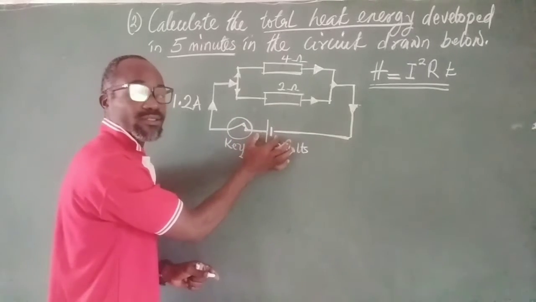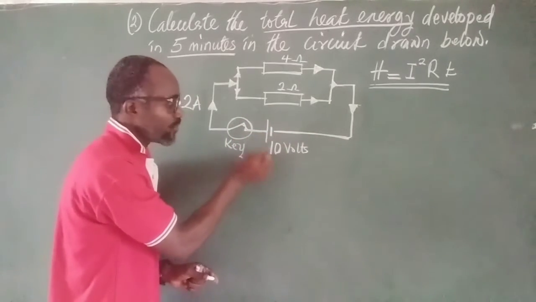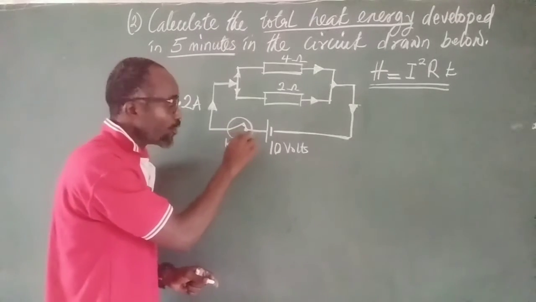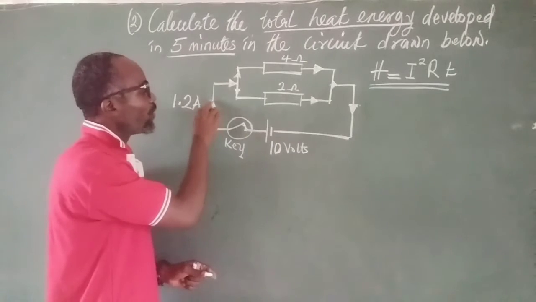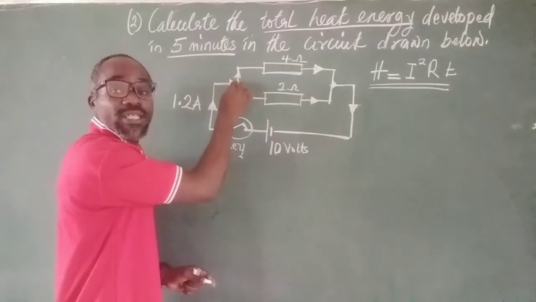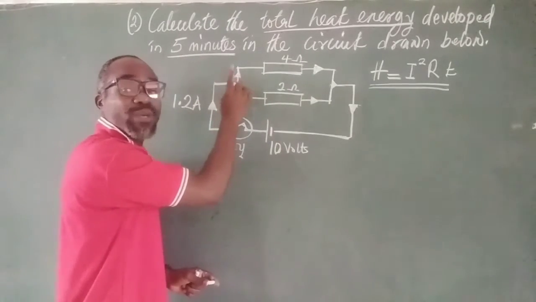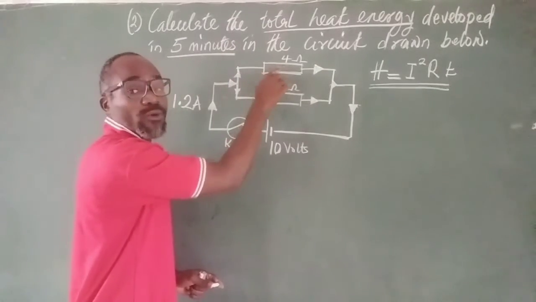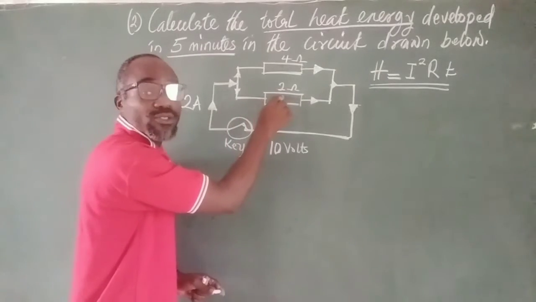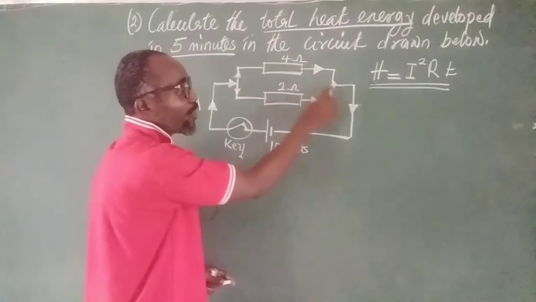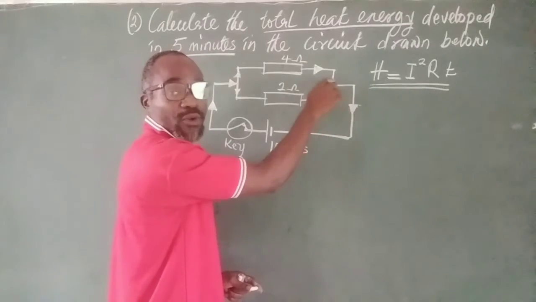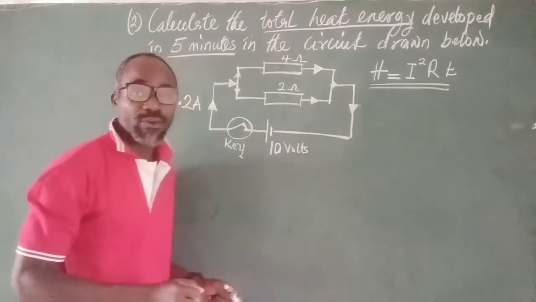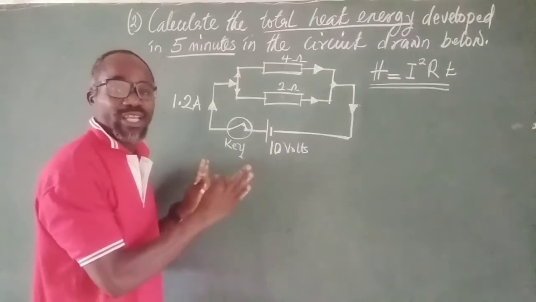This is the cell of 10 volts, which supplies current, especially now that the key is closed. Current flows. At this juncture, the current splits into two. One part flows into the 4 ohm resistor and the other part flows into the 2 ohm resistor, and they recombine at this point and flow back to the source once again. So that's what actually happens.